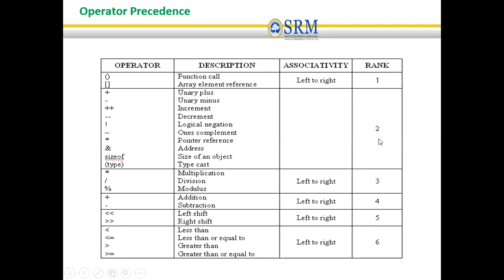These are the second rank. After that, the third rank goes to multiplication, division, and modulus. Fourth rank goes to addition and subtraction, and fifth rank goes to left shift and right shift. And finally, sixth rank will be less than or equal to, greater than, and greater than or equal to.